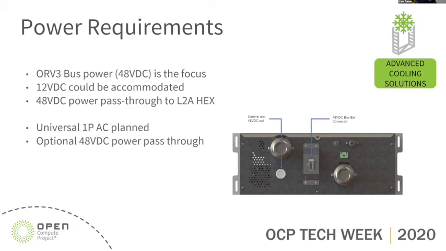The universal single phase has also been designed in. The plan here is to utilize AC power from the remote HEX, as that's actually quite common. However, if the remote heat exchanger uses 48 volt DC, that pass-through connector is available. Power and communications is currently, the connector is currently defined as a Samtec 8-pin assembly, and we'll be going through testing to ensure that that meets all the requirements.